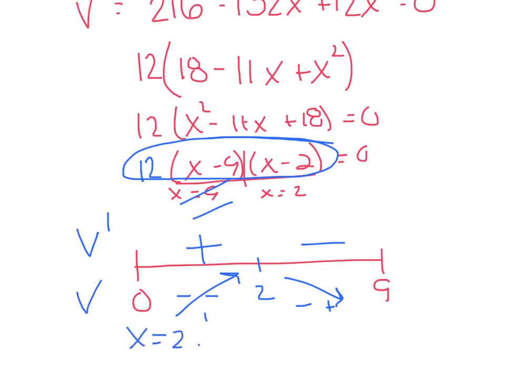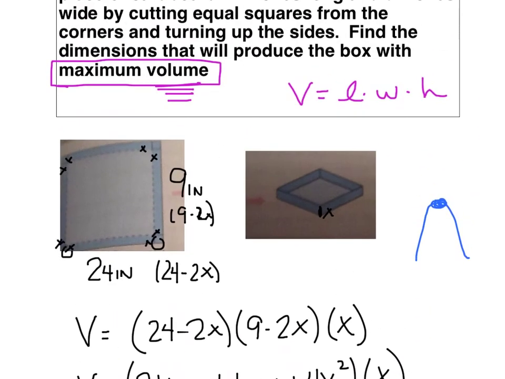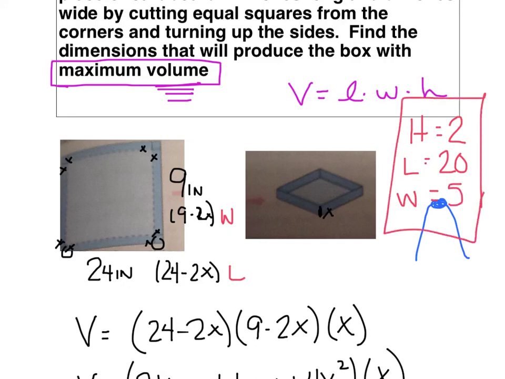Now again, I just want to be clear that I actually answered the question. The question does say find the dimensions of the box that will produce the maximum volume. So I know that the height was my x, so x equals 2. Then I'm going to call that my width and my length. My length is 24 minus 4, which is 20, and my width is 9 minus 4, which is 5. So just make sure you finally answer that question.